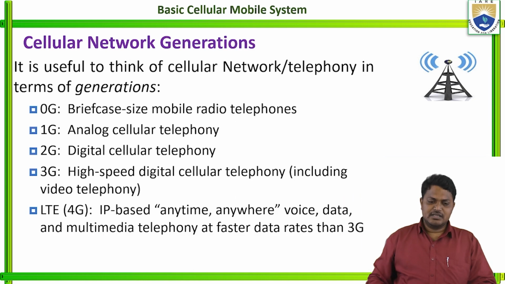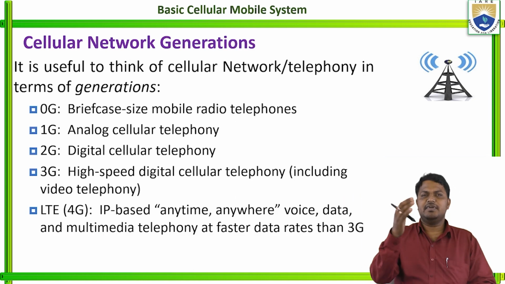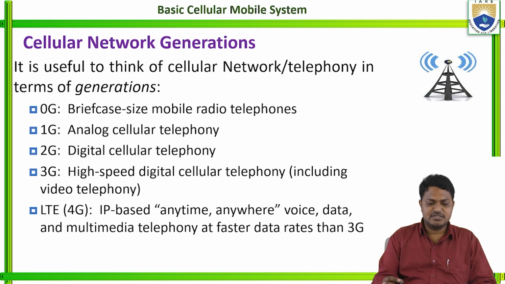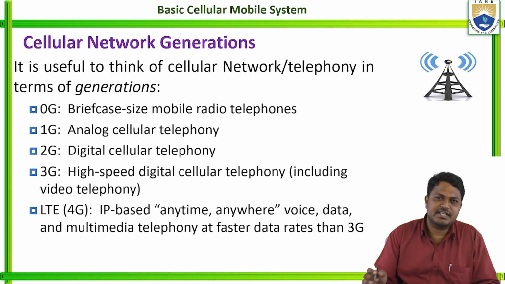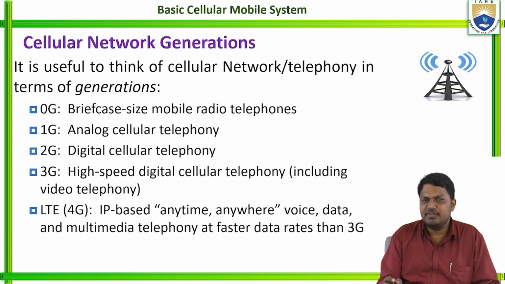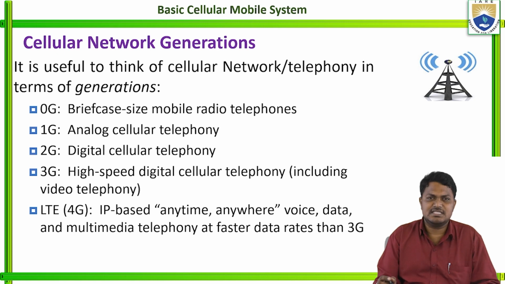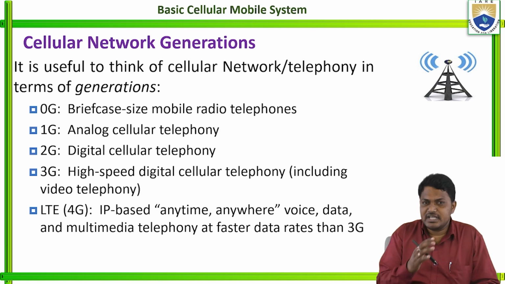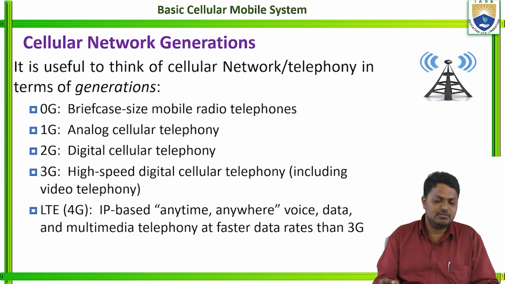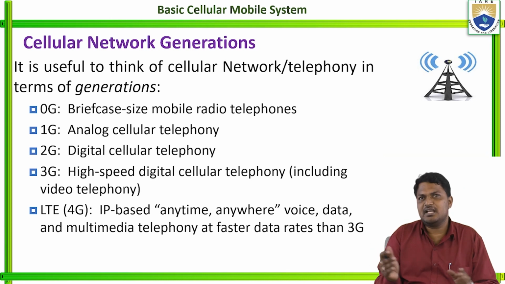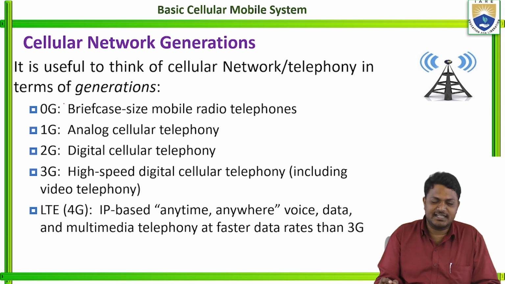In the cellular network, there are different evolutions. It is useful to think of the cellular network in terms of generations. Basically, now we are using 5G, and the advanced next one is 6G communication. So, how was the evolution done in mobile communication? It is useful to think of cellular telephony in terms of generations. Here the G is nothing but generation.